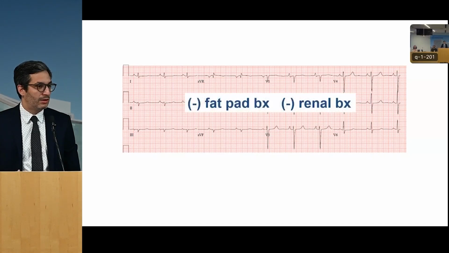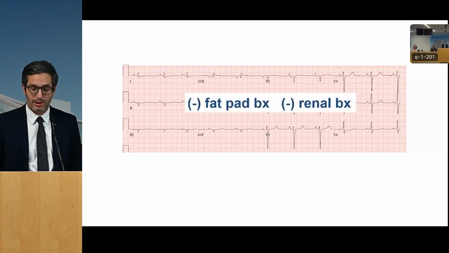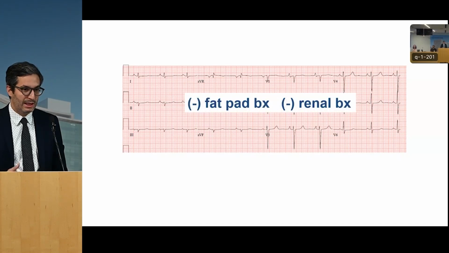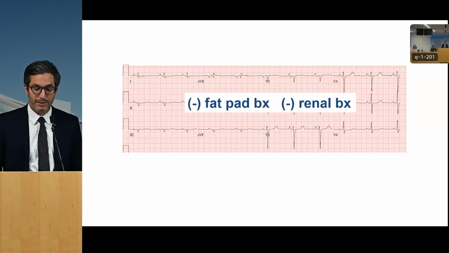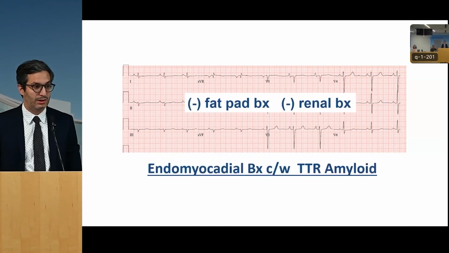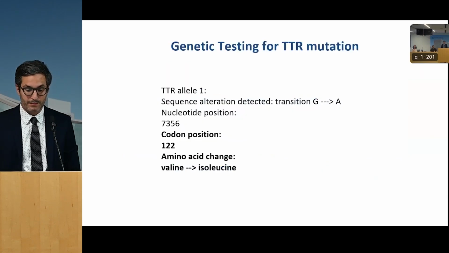So in this patient, there was significant concern for amyloidosis, and so he actually underwent a fat pad biopsy, which was negative. Here we haven't had a lot of luck with fat pad biopsy. The yield has been low, so we actually don't do it as much, but he also had some CKD, and so went for a renal biopsy, and that was also negative. So ultimately, the decision was to recommend endomyocardial biopsy, which was consistent with TTR amyloid.